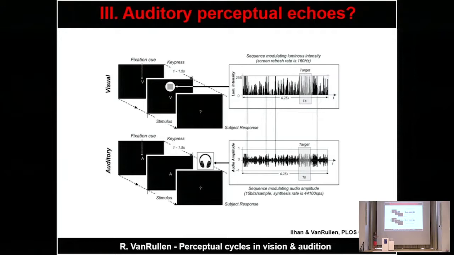We used exactly the same white noise sequences in both cases. I mean, they were different on different trials, but exactly the same sequences were presented for both the visual and the auditory domain. In the visual domain, you remember, these white noise sequences are modulating the luminance of a disc that is presented in the periphery. In the auditory domain, the exact same white noise sequences are used to modulate the loudness of a pure tone carrier at 1,000 hertz. And there was also a task, but I'm not going to mention the task because it's not really important here, right?